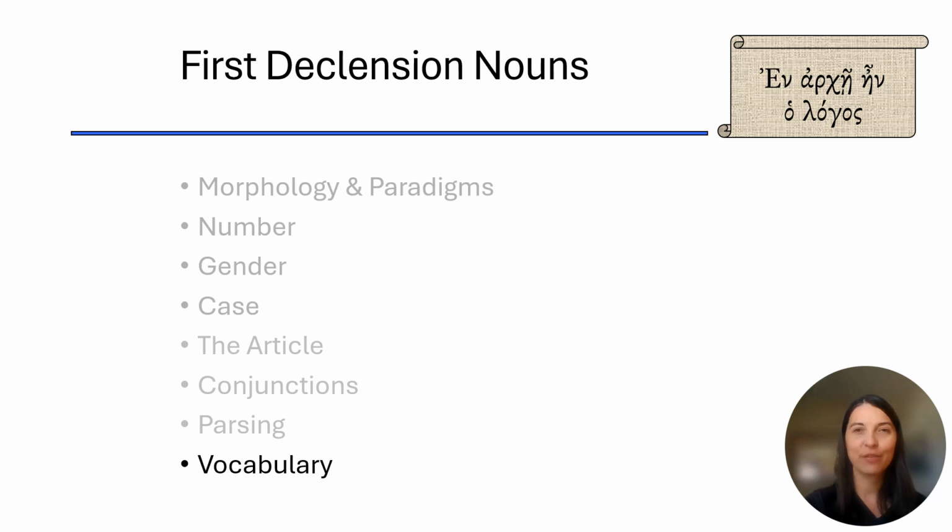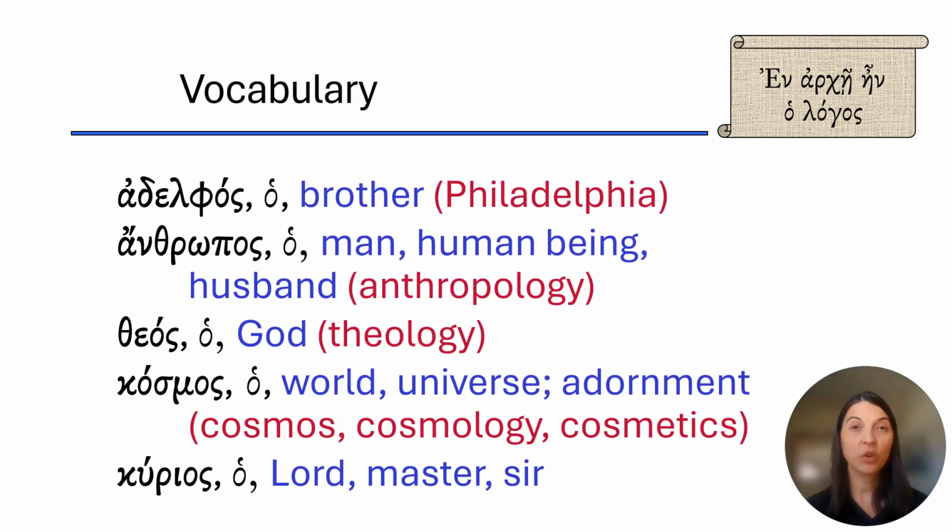Finally, let's take a look at your vocabulary. In this book, your vocabulary is going to be mainly words that you will be using in the next chapter. So all of the words for your vocabulary in chapter 2 are going to be masculine words. So you'll see that ho, that omicron with the rough breathing mark there at the top. That article will tell you that this is a masculine word. So here you have ho adelphos, which means brother. Philadelphia can be a word that helps with that. Then you have ho anthropos, man, human being, husband.